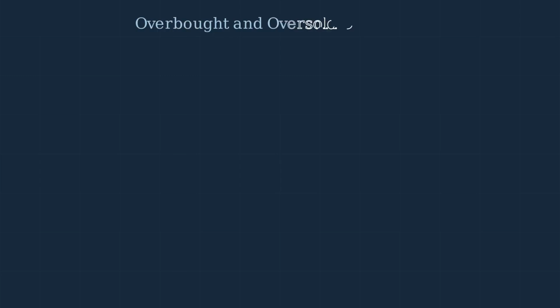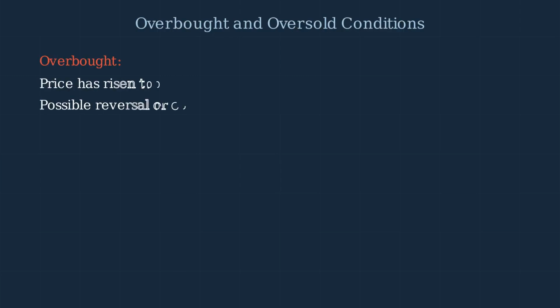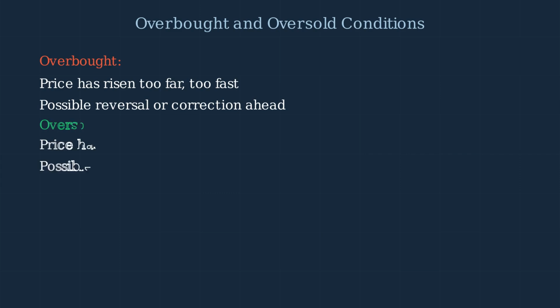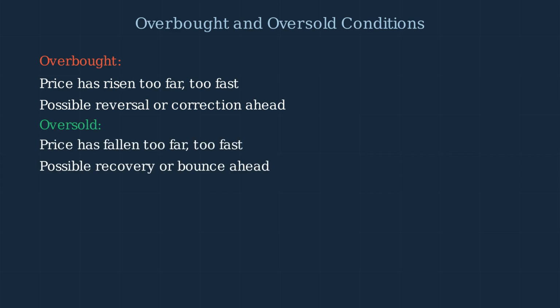Let's explore overbought and oversold conditions in price oscillators. In technical analysis, overbought conditions occur when price has risen too far, too fast, suggesting a potential reversal or correction ahead. Conversely, oversold conditions occur when price has fallen too far, too fast, indicating a possible recovery or bounce ahead.